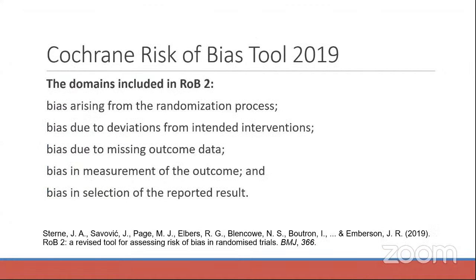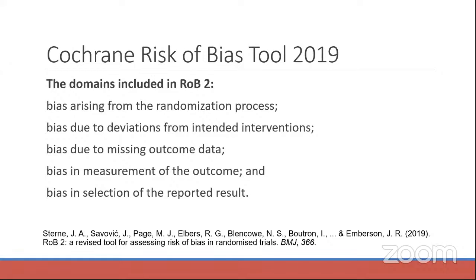I will provide some light on the Cochrane risk of bias tool. This is the one that is recently published, and I have used it for a couple of reviews, and I will tell my experience based on that. This tool includes 5 domains: bias arising from the randomization process, bias due to deviations from the intended interventions.